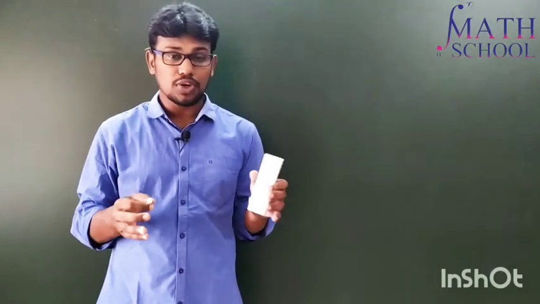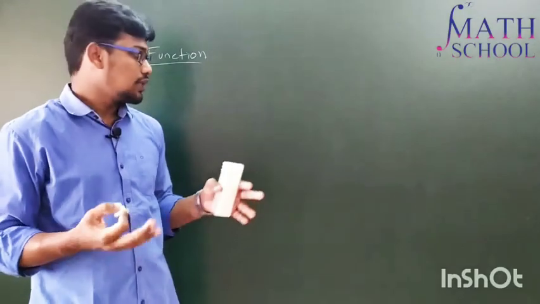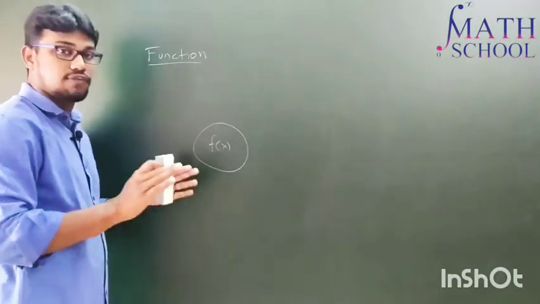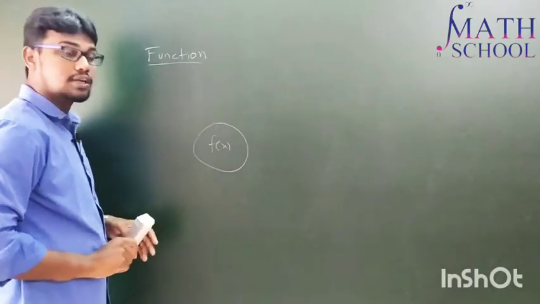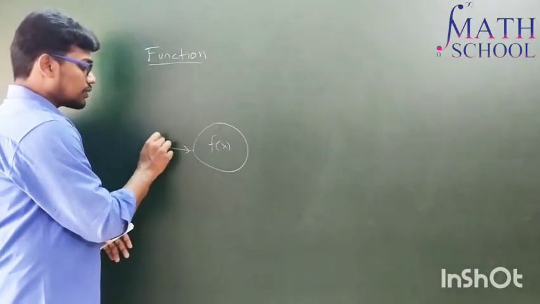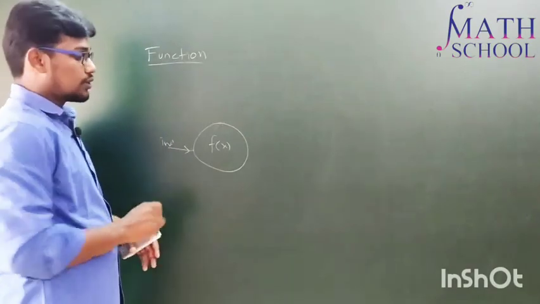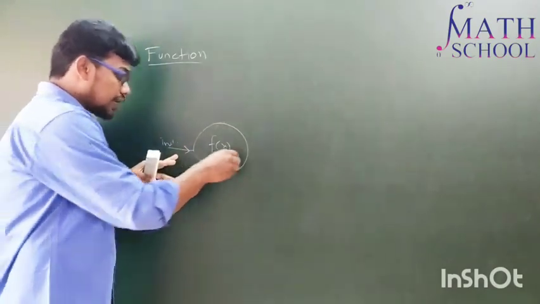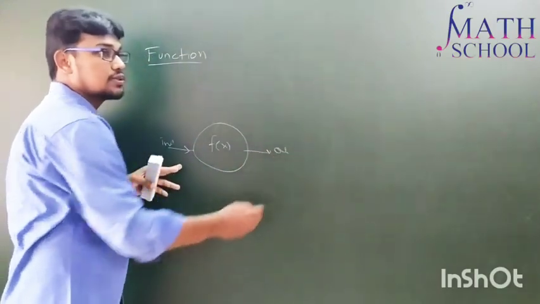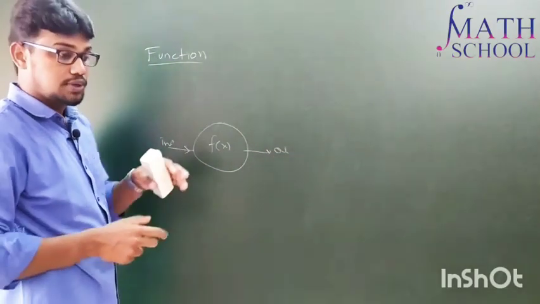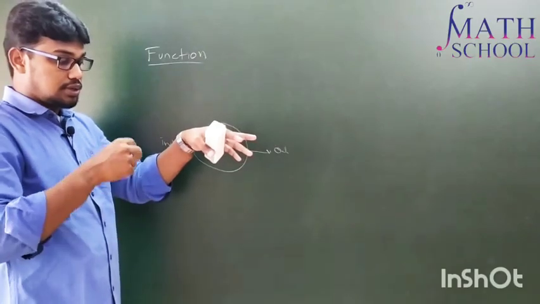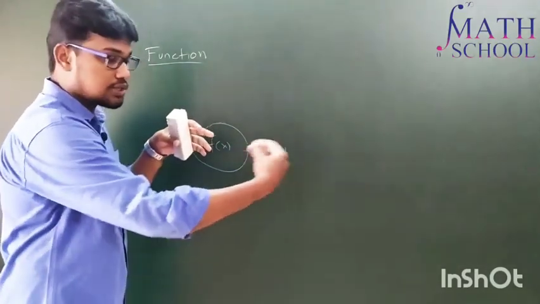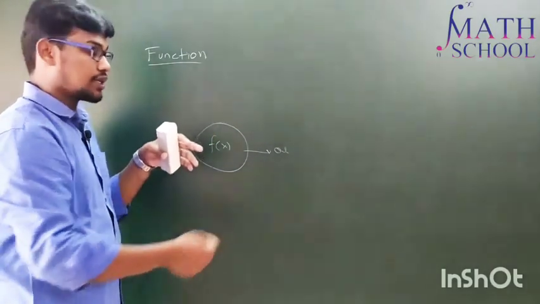See, you can think of a function as there is some machine, say that machine I call f or f of x. In this machine I am giving some input. Whatever input I give, that should give me an output. This is the first condition for a function.